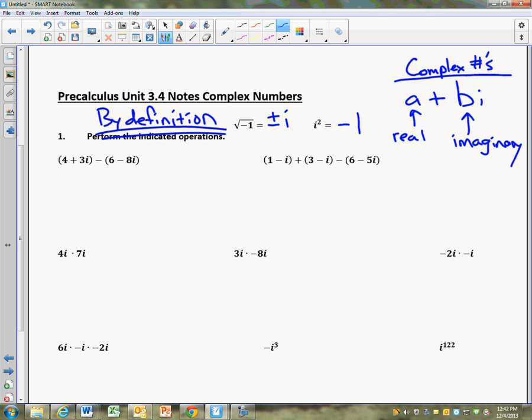Very simple. 4 plus 3i minus (6 plus 8i). I distribute the negative. So I have two complex numbers. I want to subtract them, distribute the negative, and then combine the like terms. So 4 and -6 make -2, and 3i and 8i make 11i, and that's it. That's the real part. That's the imaginary part. -2 is the real, 11 is the imaginary.